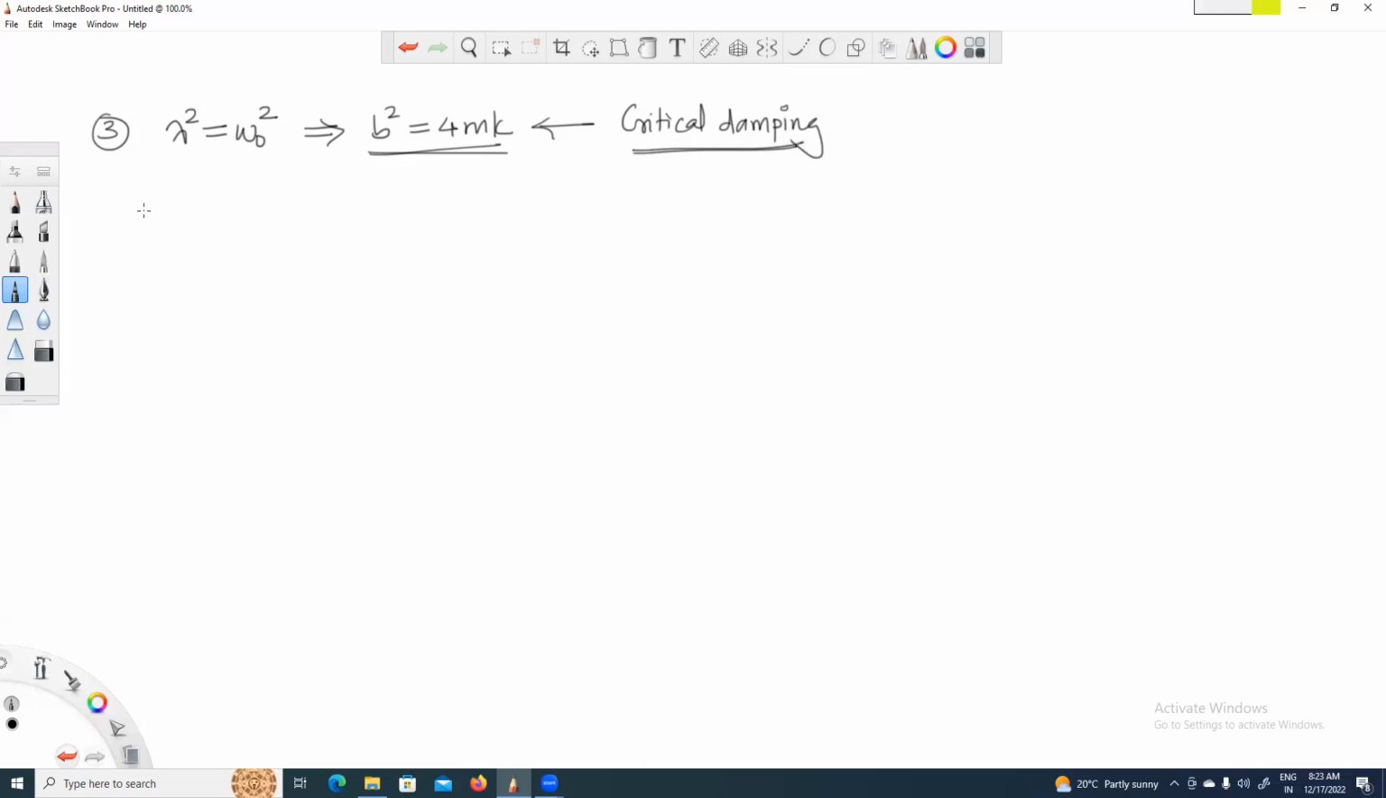If you look at the solution, alpha 1 is equal to minus lambda plus square root of lambda square minus omega naught square, and alpha 2 is minus lambda minus square root of lambda square minus omega naught square. So this term basically is going to 0. Similarly, this term is basically going to 0. So if you see here, your alpha 1 and alpha 2 are the same.